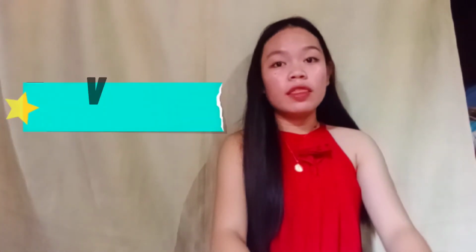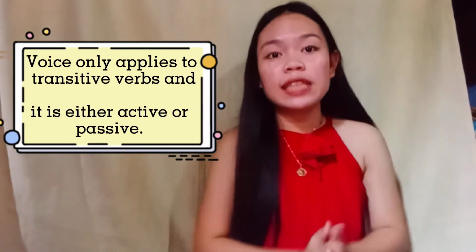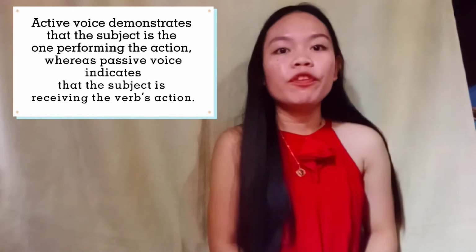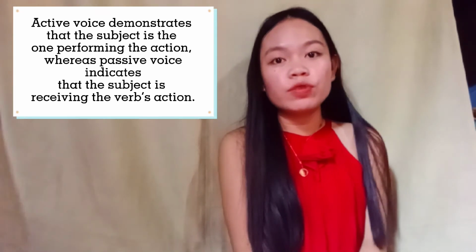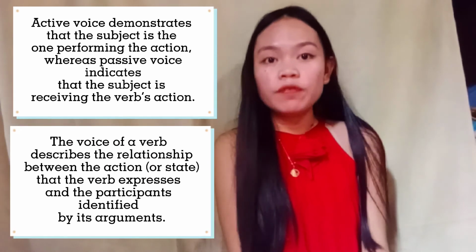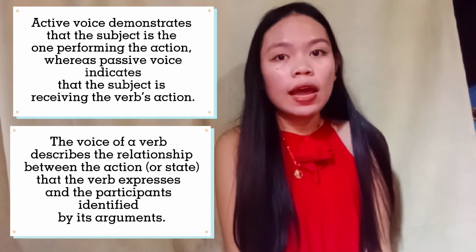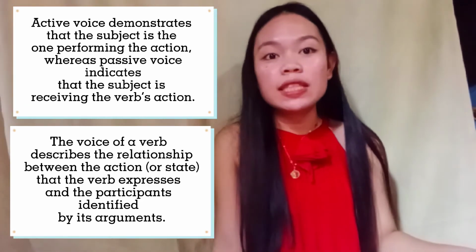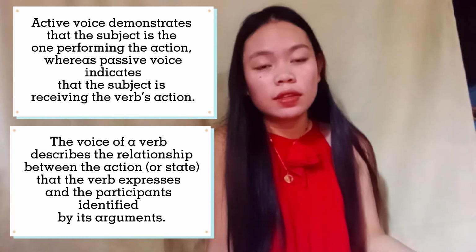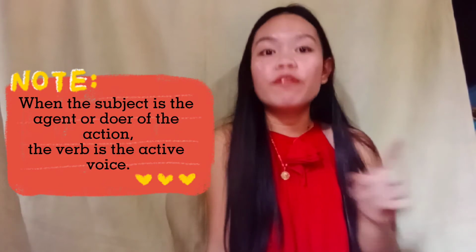Here are the properties of verbs. The first one, the voice. Voice only applies to transitive verbs, and it is either active or passive. Active voice demonstrates that the subject is the one performing the action, whereas passive voice indicates that the subject is receiving the verb's action. The voice of a verb describes the relationship between the action, or the state of the sentence, that the verb expresses and the participants identified by its arguments, the subject, the objects, etc. When the subject is the agent or doer of the action, the verb is in the active voice.